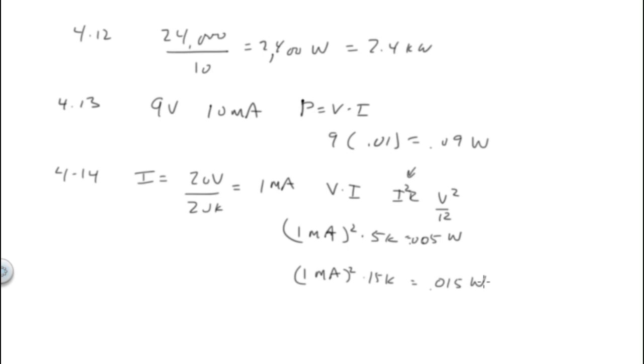Okay, what would be the total? The total would be these two added together, so 0.005 and 0.015 would be 0.02 watts. Now we look at number 15. We say, what would be the power dissipated in each of these resistors?